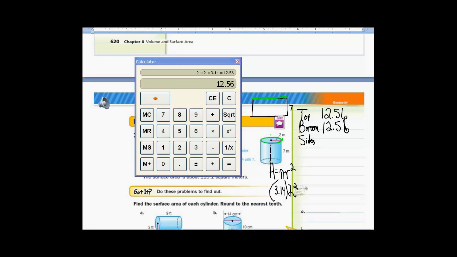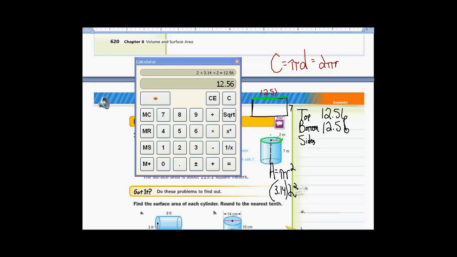So I have to find the circumference of the circle. So circumference is pi times diameter, or 2 pi r, however you want to say it. So they give me the radius, so let's just go ahead and use the radius. So I'm going to take 2 times 3.14, so 2 times pi times radius, and the radius is 2. So that means this dimension right here happens to be 12.56.